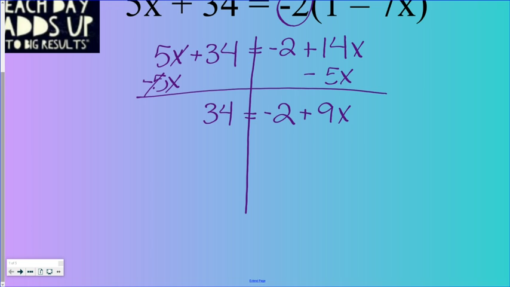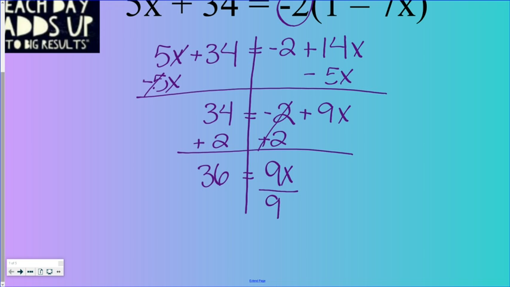Now that my variables are on the right, I want my constants to be on the other side of the equal sign. So to cancel out this negative 2, I'm going to add 2. 34 plus 2 is 36 equals 9x. And we want to know the value of 1x, so to cancel out this coefficient of 9, I'm going to divide by 9. And we get that x equals 4.